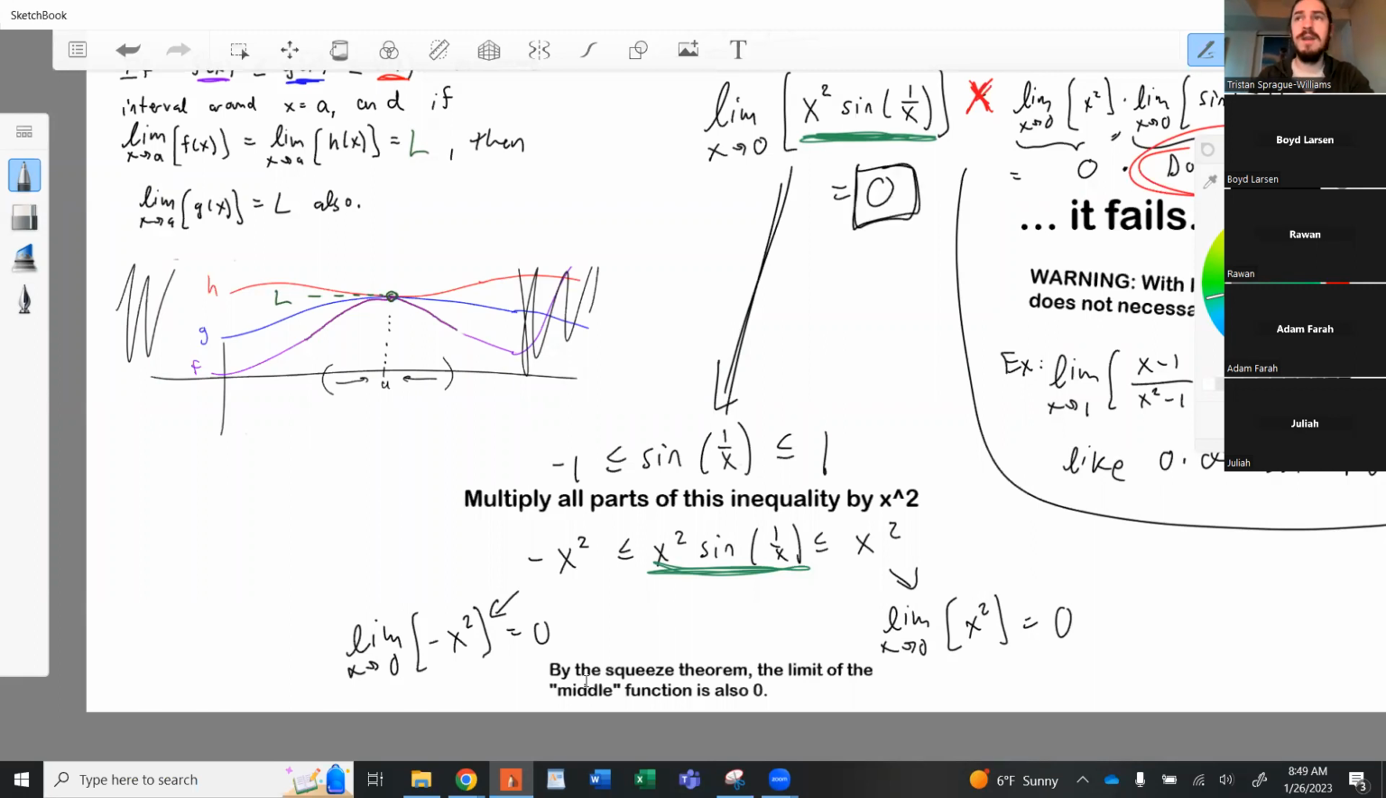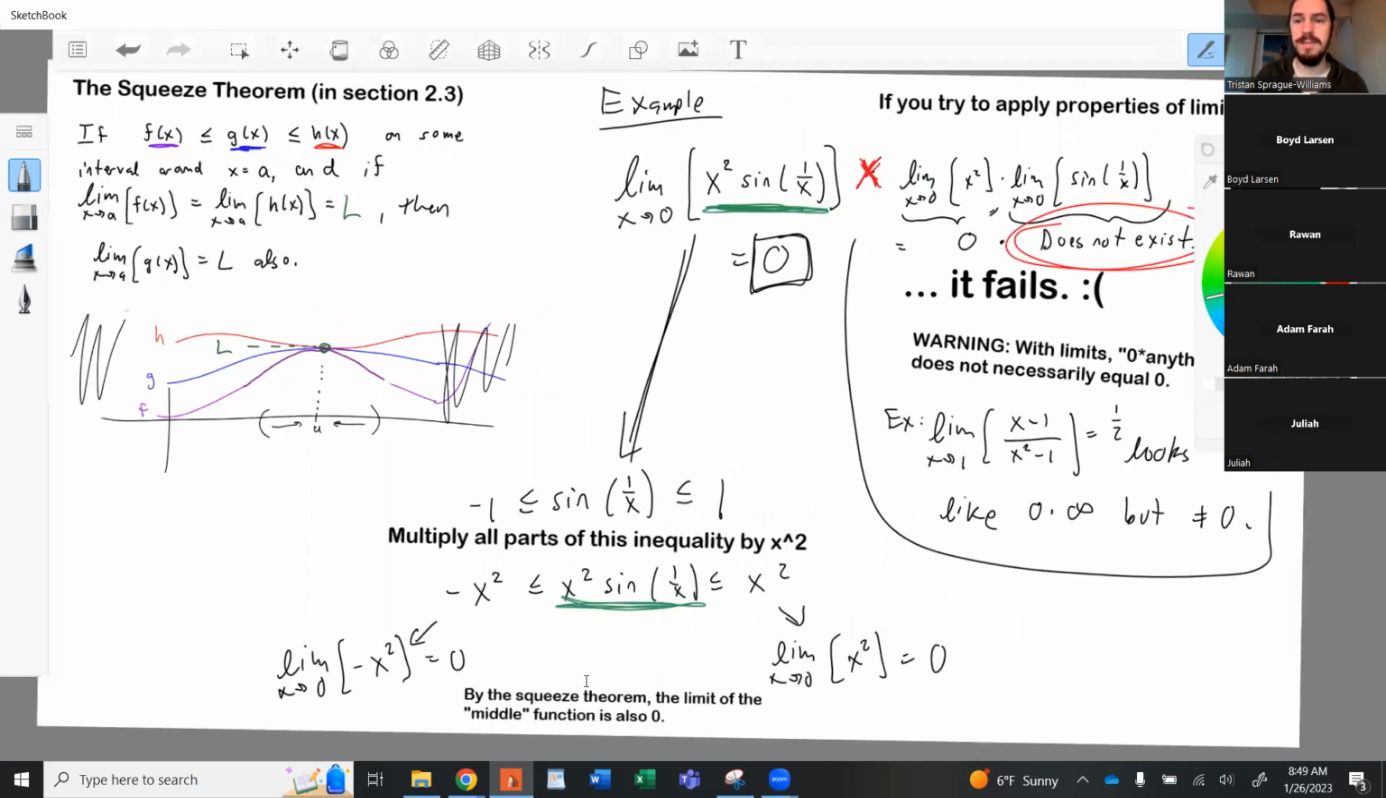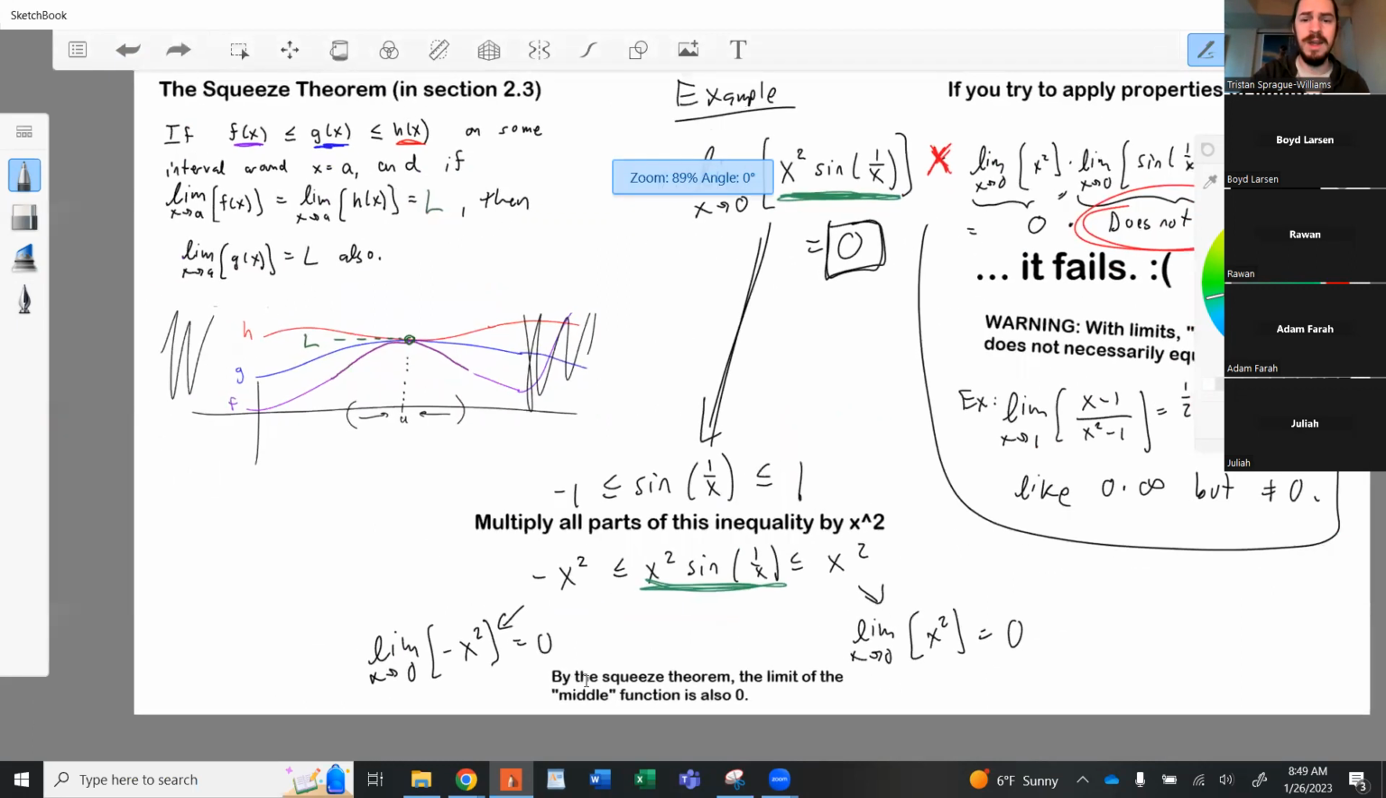That was correct, but just not for the reason you might have expected. Not for this reason over here. It's not 0 times something equals 0. It's a little different. It's a little more subtle than that.